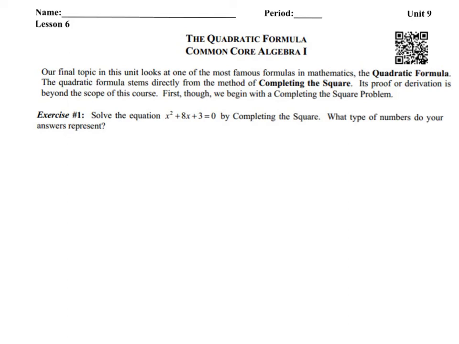All right, ladies and gents, here you are. We're at one of the highlights of the year. This is going to be dealing with what is considered one of the biggies in algebra. It's called the quadratic formula, and that's what we're going to tackle in this section.